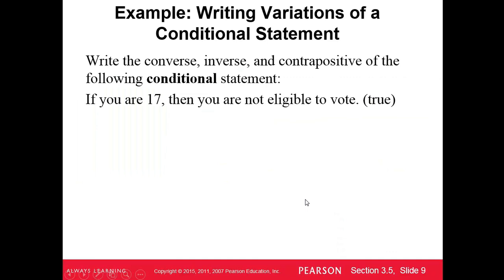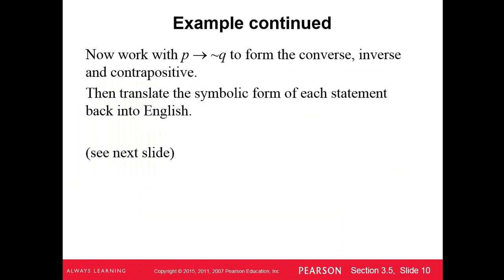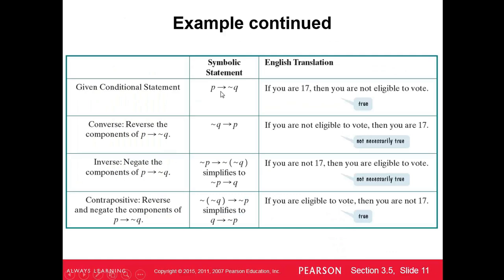So here's a statement. If you are 17, you are not eligible to vote. So you want to find the inverse, converse, and contrapositive. The conditional: if you are 17, you are not eligible to vote. The converse, turn them around: if you're not eligible to vote, then you are 17. The inverse is negate them both: if you're not 17, then you are eligible to vote. And the contrapositive, turn them both around and negate them: if you are eligible to vote, then you are not 17.